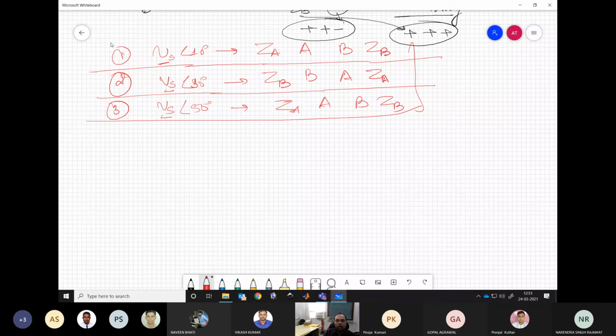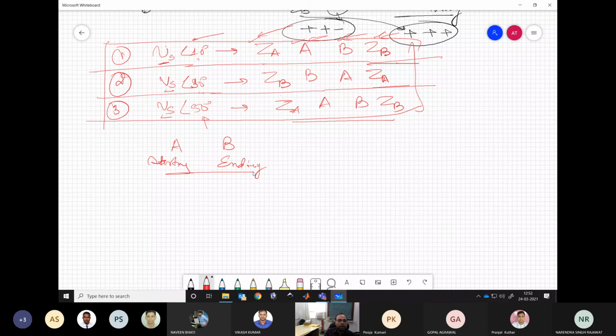So now we know what we are applying when the voltage vector is at 10 degree in the sector, at 30 degree in the sector, and at 50 degree in the sector. This is what we are applying. Now, how do you decide what is ZA, what is A, what is B, what is ZB? So we have seen that A and B are starting and ending of the sector, and ZA is associated with A, that means one switching away from A, and ZB is one switching away from B.